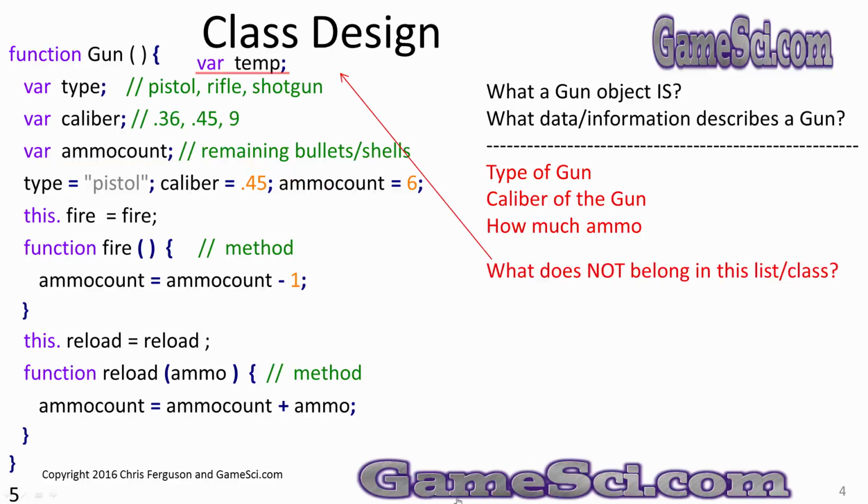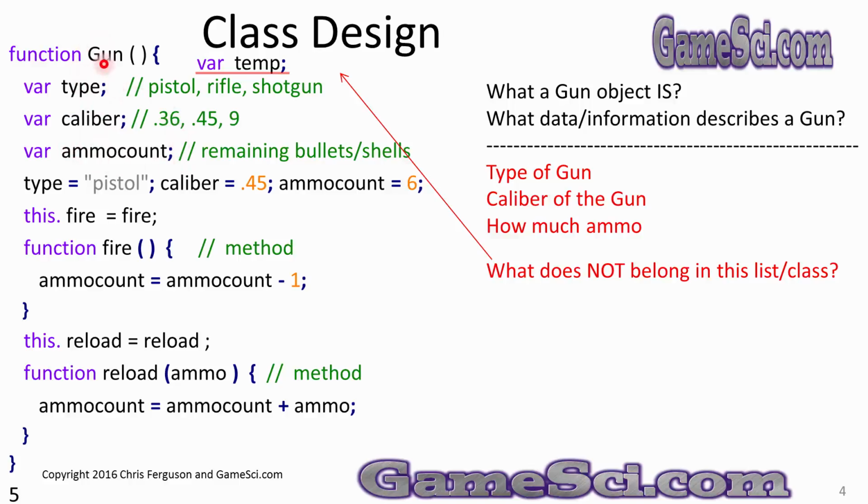Now, what doesn't belong in the class design? What does not belong in this list of things that describe the object that I'm going to build? Well, I'll tell you one thing, int temp. I can always spot students that don't understand object-oriented programming when they declare and use variables like this as object variables. Now, what does temp do to describe what a gun object is? Nothing. It does absolutely nothing to describe the gun object. Var temp should be a local variable in some function. Declare it as a local variable, but don't make it one of the variables at the top of your class.